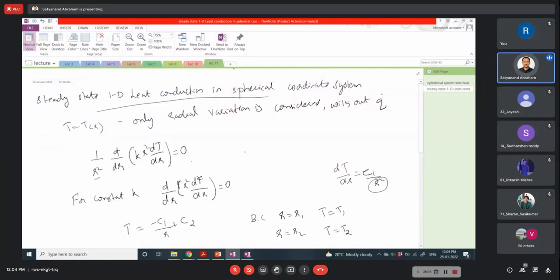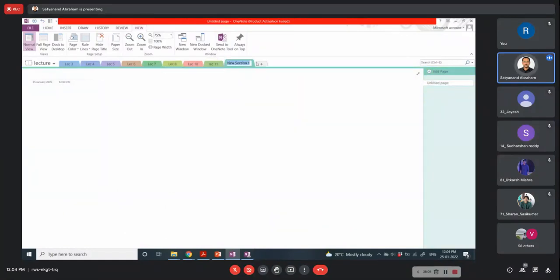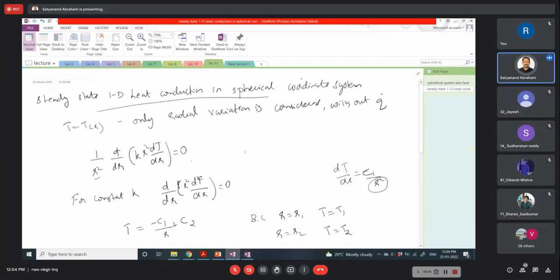But again, the issue is that for 2D conditions, only some simple boundary conditions can be solved analytically. If the boundary conditions are complicated, then we have to go for numerical solutions, such as finite difference or finite volume forms. That's where computational fluid dynamics comes into the picture.